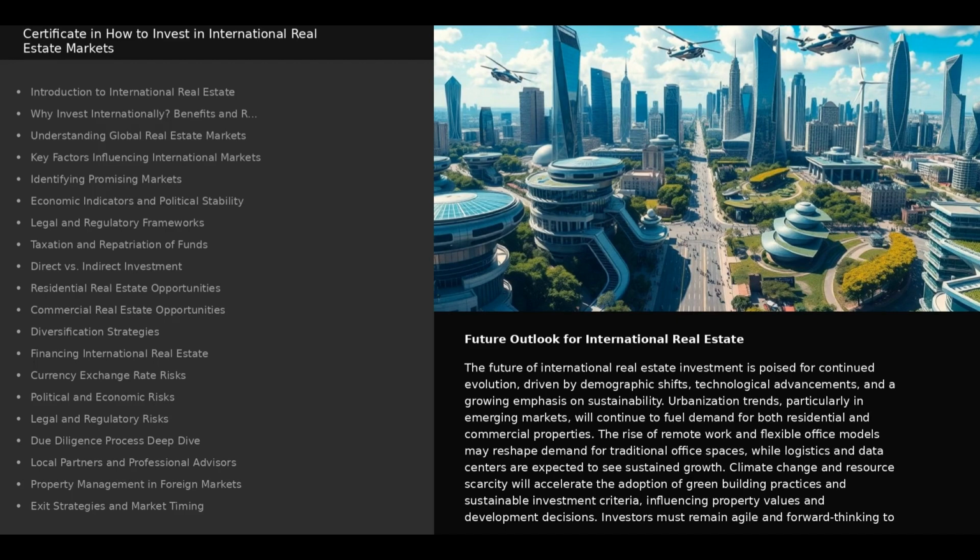Climate change and resource scarcity will accelerate the adoption of green building practices and sustainable investment criteria, influencing property values and development decisions. Investors must remain agile and forward-thinking to capitalize on these evolving trends. Anticipating these shifts is crucial for strategic positioning.